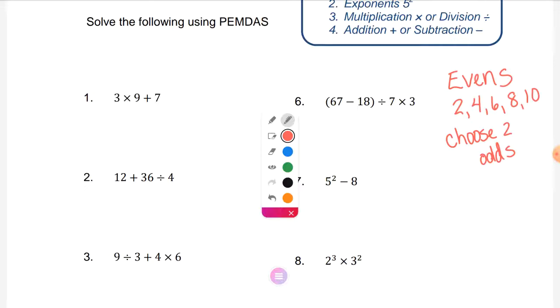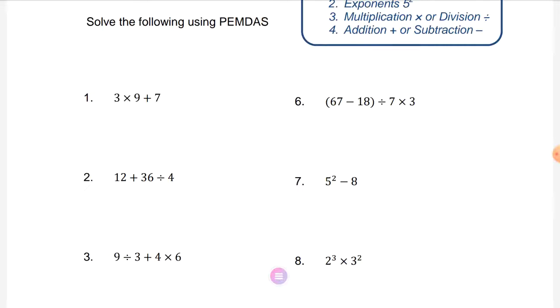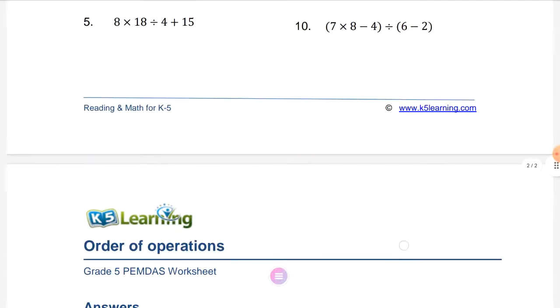This is brand new, so do I expect you to be perfect? No. What do I expect? You to try your best. And because this is new and there's a million different ways to mess up, on the back of your worksheet, I'm giving you the answers. They don't look quite like this, but the answers are on the back of your worksheet.